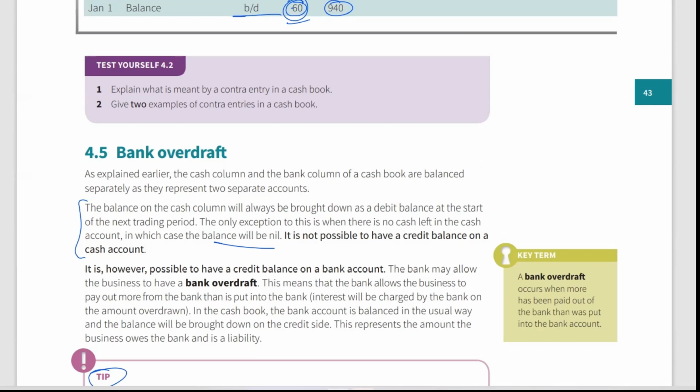Sir, bank overdraft is something when the amount from the bank finishes, and then if you purchase, it is going on credit, bank overdraft. And bank loan is when you ask for a particular amount from the bank.